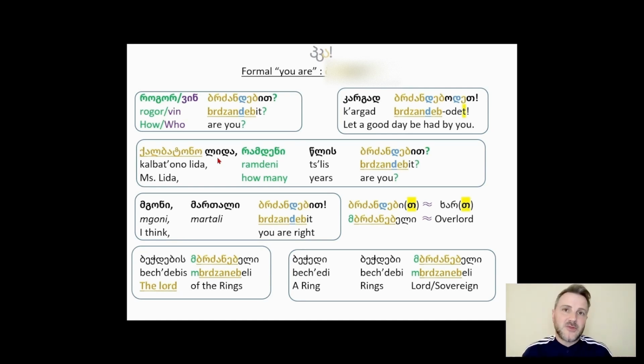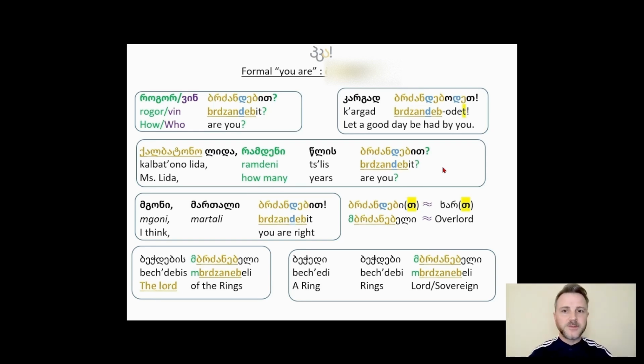It would in English naturally be seen on my family name, Mr. Smith. But Georgian, not necessary. So, kalbatono Lida, ramdenits lis brzante bit. How old are you? It's a personal question. It might even be considered an intrusive question. Indeed, who are you? How are you? How old are you? Are all perhaps intrusive questions. So to avoid a disrespect, then you can use brzante bit instead of tkven to really safely know that you're being respectful.